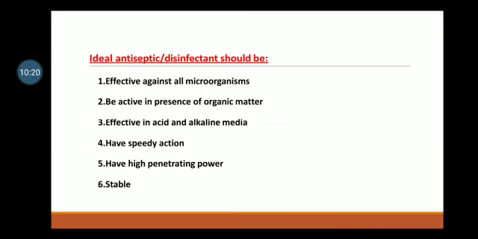An ideal antiseptic or disinfectant should be: first, effective against all microorganisms; second, active in presence of organic matter; third, effective in acid and alkaline media; fourth, have a speedy action; fifth, have a high penetrating power; and sixth, it should be stable.